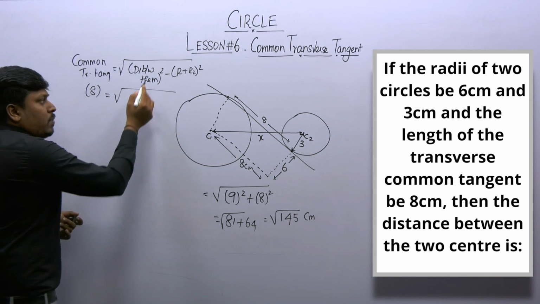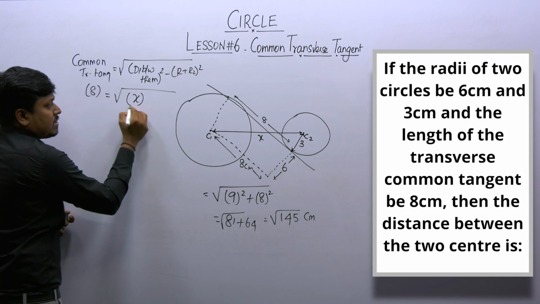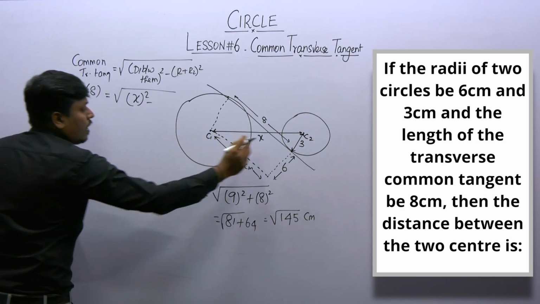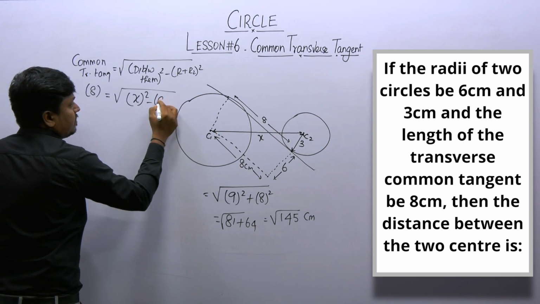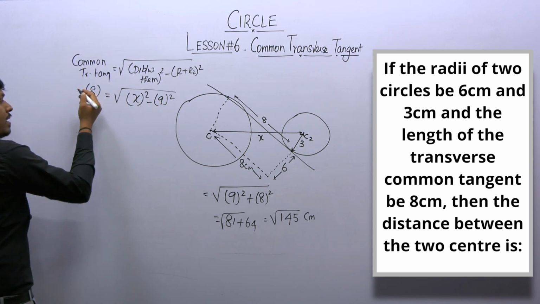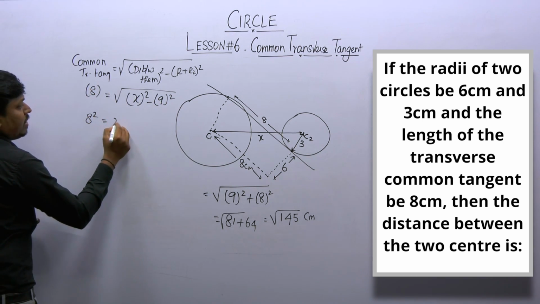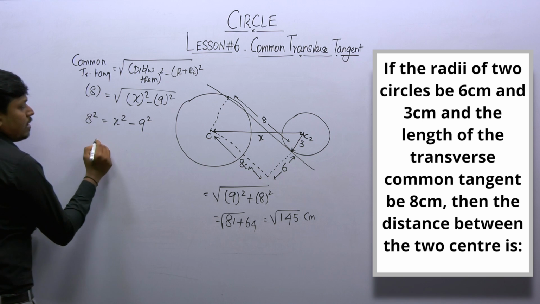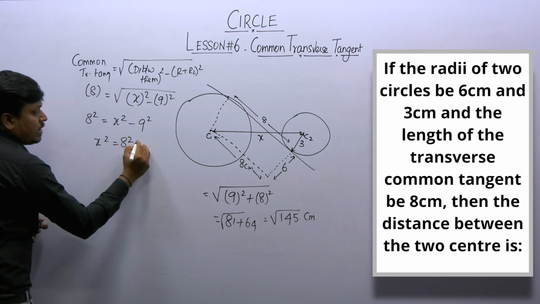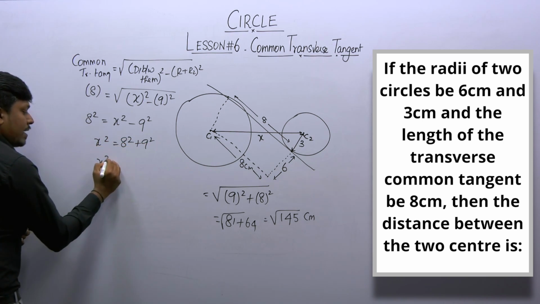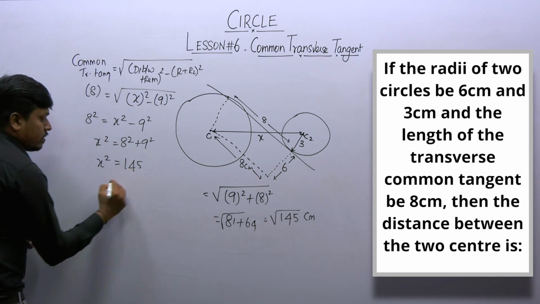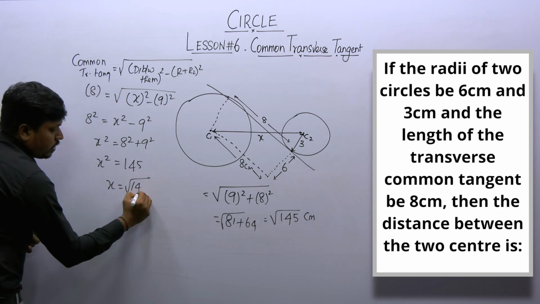our target is to find the distance between them. So x square, minus of r1 plus r2, so 6 plus 3 will be 9 square. That's it. So take the square root here. So 8 square is equal to x square minus 9 square. So x square is equal to 8 square plus 9 square. So x square is equal to 145. So x is equal to root of 145 centimeter.